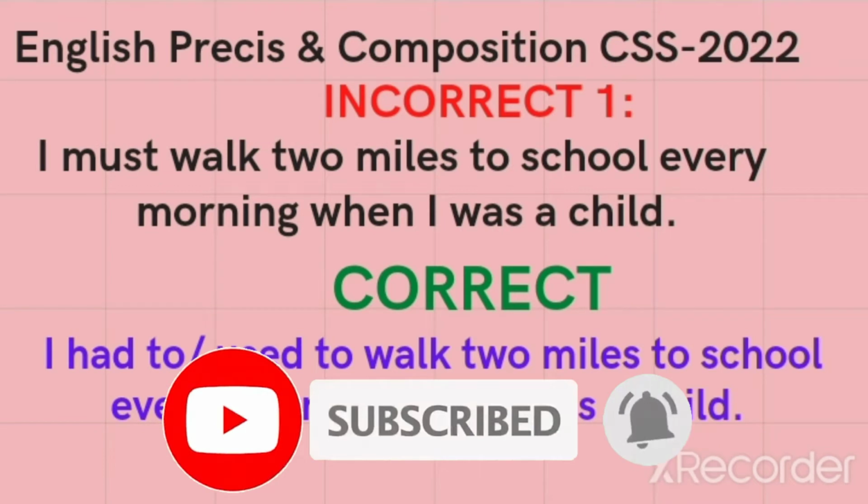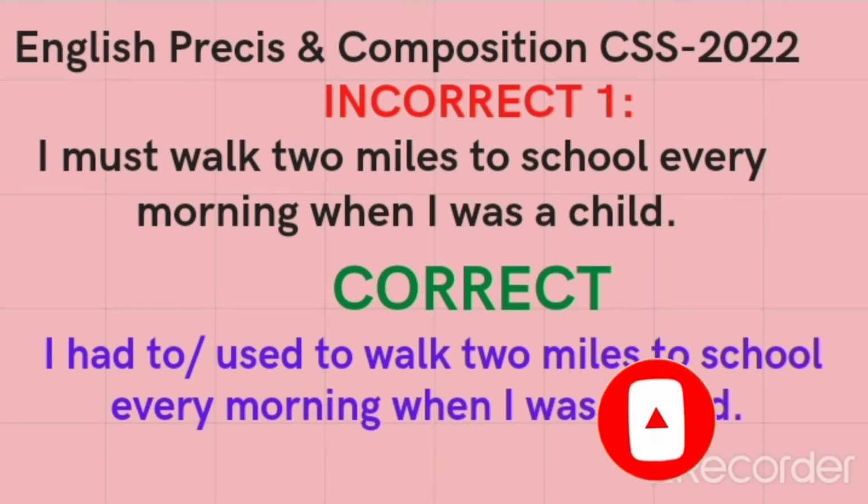Number 1, incorrect sentence: I must walk 2 miles to school every morning when I was a child. Explanation: the sentence shows a compulsion for the subject in the past. We use had to to show past compulsion, not the modal verb must. So we have to replace must with had to or used to. We use the expression used to when we talk about our past habits or repeated actions. Thus the correct sentence is: I had to walk 2 miles to school every morning when I was a child, or I used to walk 2 miles to school every morning when I was a child.